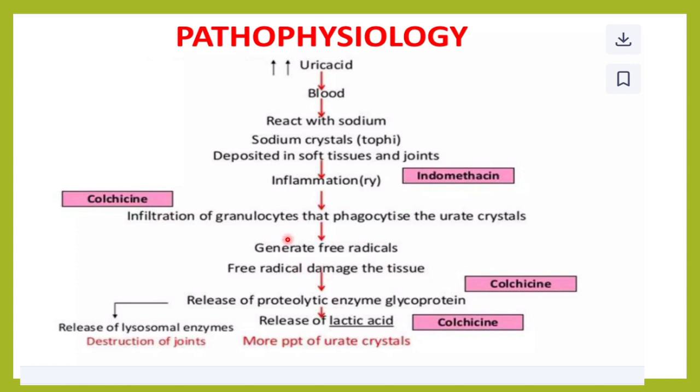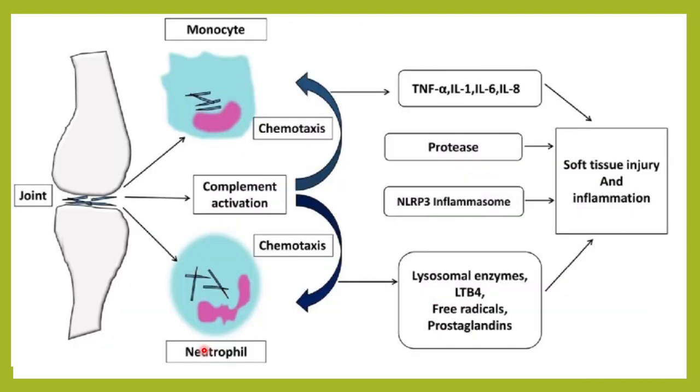That all will cause release of proteolytic enzymes, release of lactic acid, lysosomal enzymes, and because of all this there is destruction of the joints, and also there will be many symptoms which are related to gout. So this is a joint where you can see that this is a monocyte and this is a neutrophil which is engulfing these crystals, that is, monosodium urate crystals. Once these crystals start getting deposited here, it will also activate complement activation.